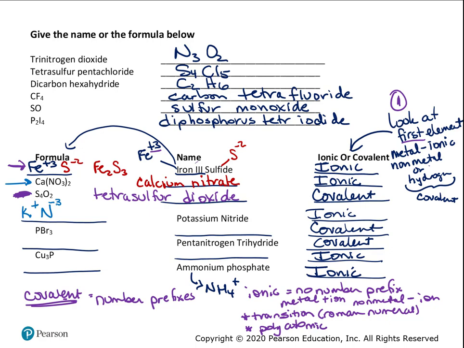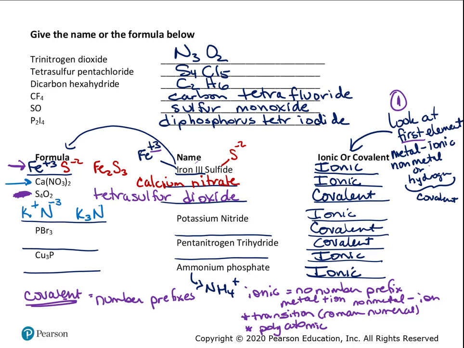So then to figure out the formula, I just swap them. Okay, so that tells me how many potassium? 3. How many nitrogen? 1. The charge on the nitrogen tells me how many potassium. The charge on the potassium tells me how many nitrogen. But notice there's no number prefixes with ionic. If you're given the name, put the symbol, assign the charge, swap, simplify if you can.